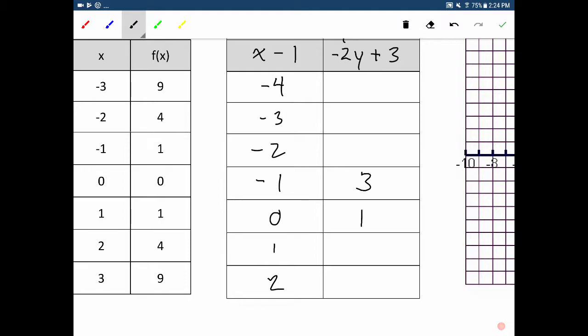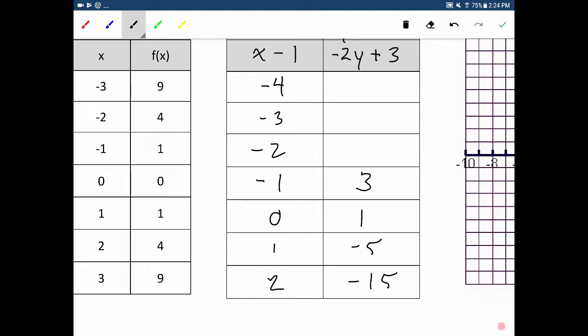Okay? Then we've got 4. Negative 2 times 4 is negative 8, plus 3 is negative 5. And then we've got negative 18. Negative 18 plus 3 is negative... wait, what did I say it was? It's negative 15. There we go.